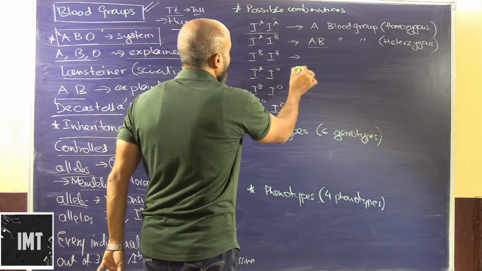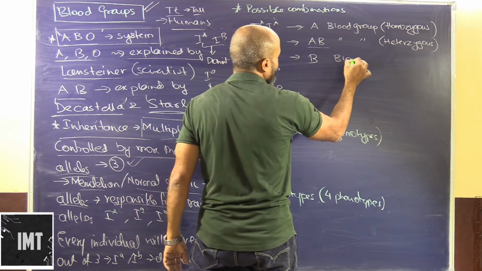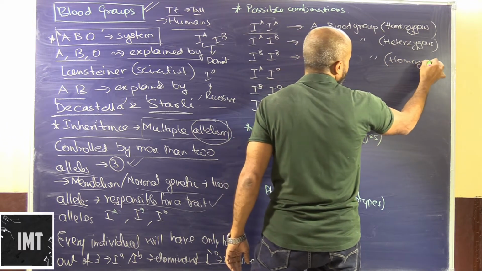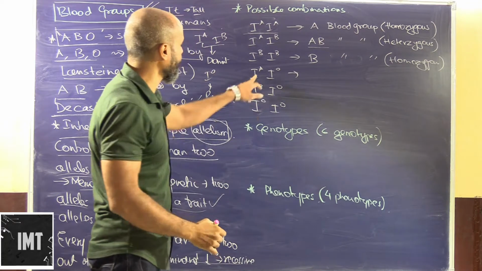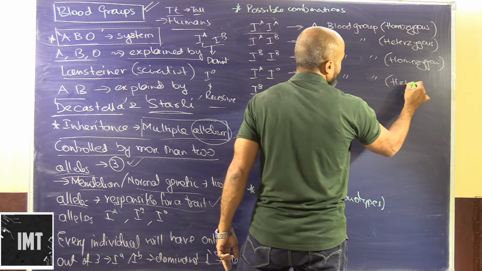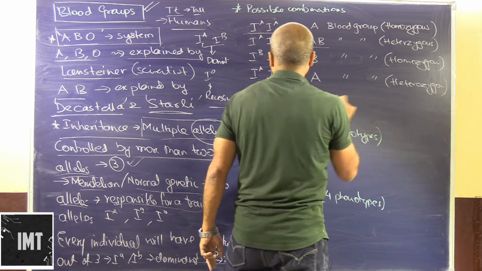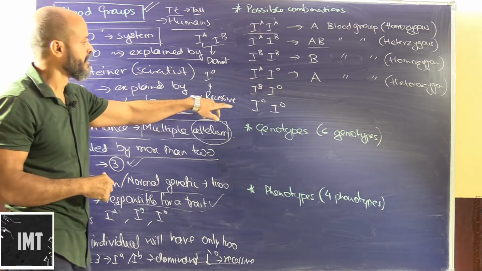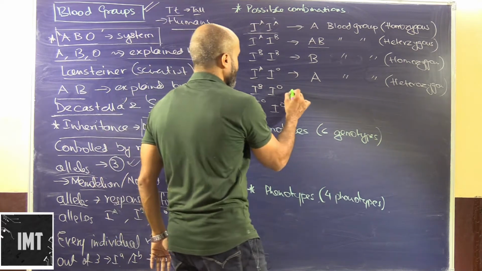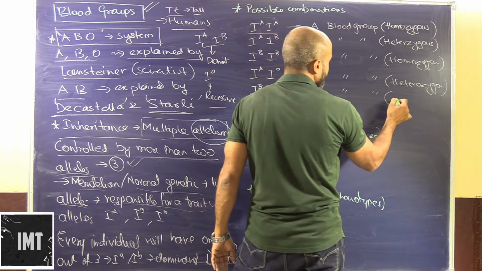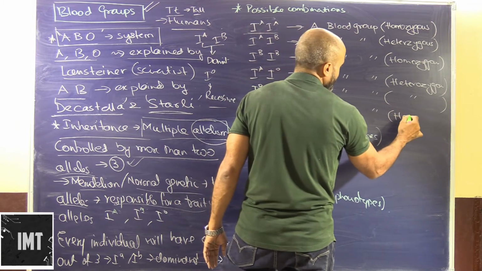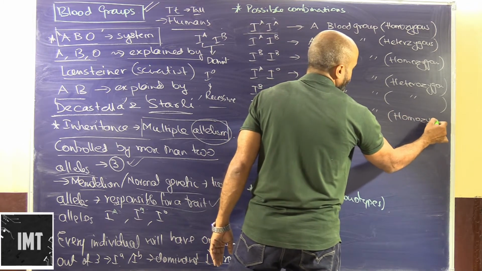Now IBIB will obviously have B as the blood group, and this is again homozygous. IAIO will be A blood group, and this is heterozygous because we have O. As I said, O behaves as recessive, so the dominant blood group here will be A. IBIO is again heterozygous, with B blood group. IOIO will be O blood group, and this is homozygous recessive.